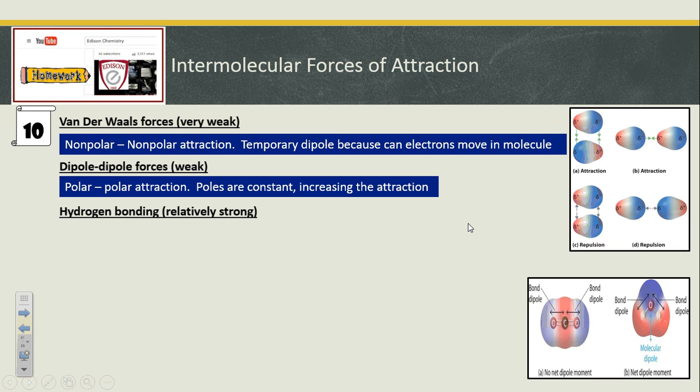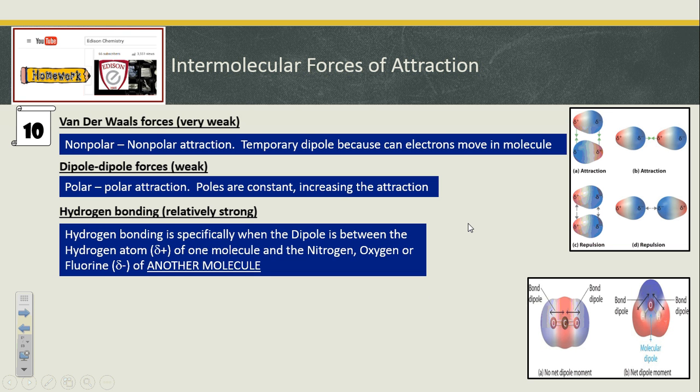Now the most important one to me is hydrogen bonding. This is a specific type of dipole-dipole force. It's when the dipole is between the hydrogen atom, which is the positive part of a molecule, and the nitrogen, oxygen, or fluorine, which is the negative portion of another molecule. Hydrogen bonding is relatively strong because nitrogen, oxygen, and fluorine are extremely electronegative. They attract electrons to their side of the molecule, so much so that they have a cloud of electrons on them that hydrogens from other molecules want to get with.